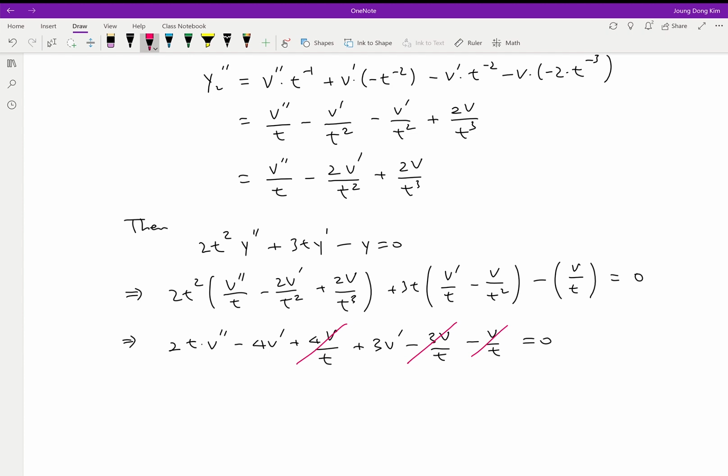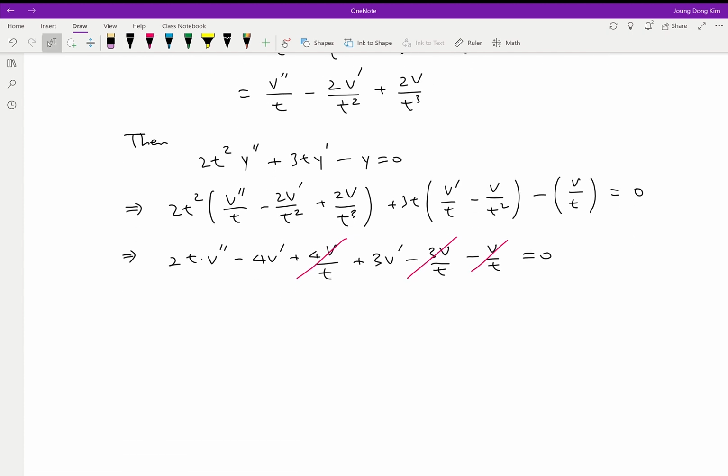Okay. Then in the next equation, we are not going to have a v term, but we have v double prime and v prime only. Negative v prime came from negative 4v prime and 3v prime. Okay. Then look at that.